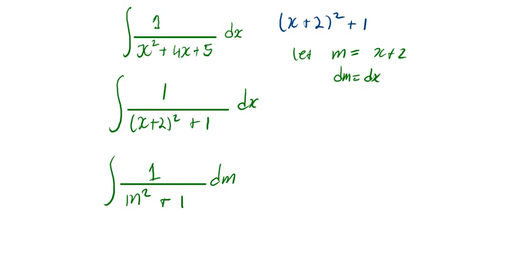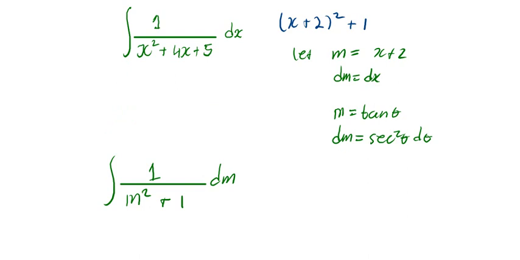Remember, if you are to use trig substitution, looking at the nature of the denominator here, we're going to say our m will be equal to a tan theta, and because my a is equal to 1, I'll just say m is equal to tan theta, of which my dm will be equal to sec squared theta d theta. So we can continue with this.